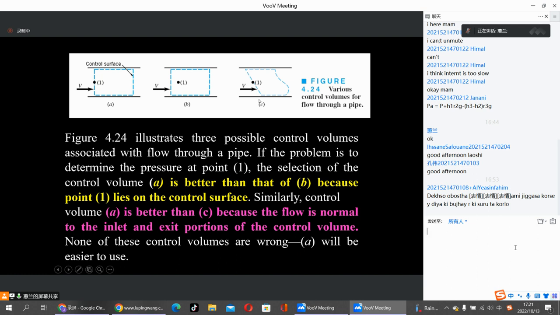Sure, definitely you can also choose the control volume in this way, like figure C. Point one is still located on the control surface, but the control surface is not perpendicular to the velocity. So this one works, but it will be more difficult. Why? For example, if you want to calculate the volume flow rate across the control surface AB, you have V dot dA, right? It's not perpendicular, so you need to multiply by the cosine of the angle between the velocity and the cross section AB. So in mathematics, it will be more difficult.